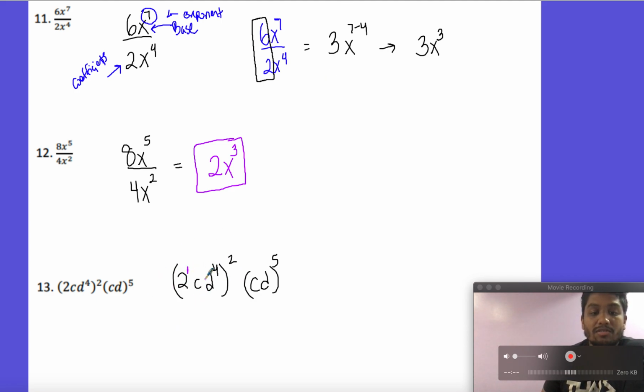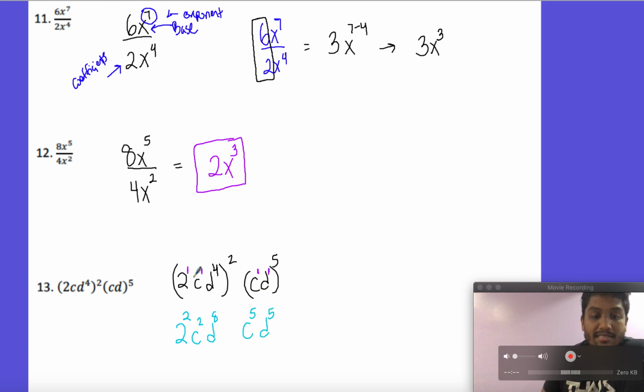This is really 2 to the first, right? This is really c to the first power. This is also c to the first power, d to the first power. So now I kind of know what I'm looking at, right? Each letter and number is being raised to the second power. So this is really 2, 1 times 2 is 2, 2 to the second power. This is going to be c to the second power. This is d to the fourth raised to the second power. Well, here I can multiply, so d to the eighth. Okay, this is c to the fifth and d to the fifth.